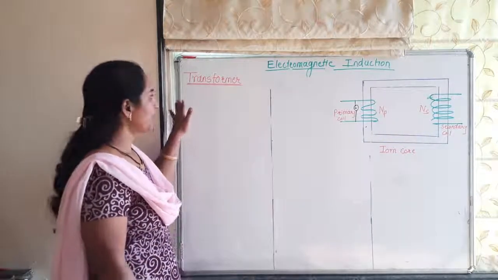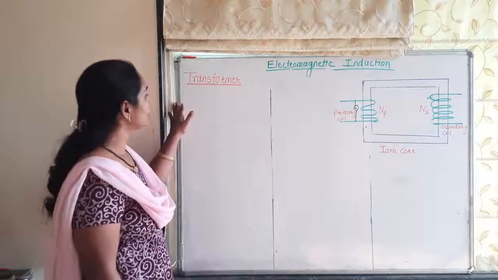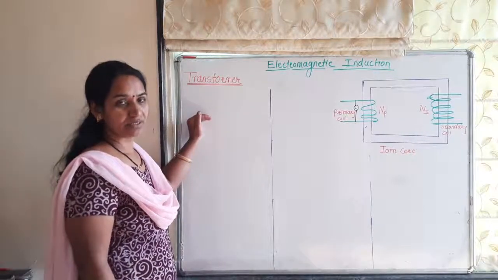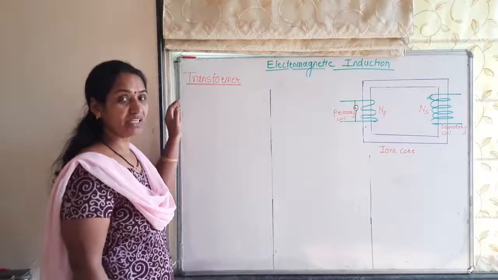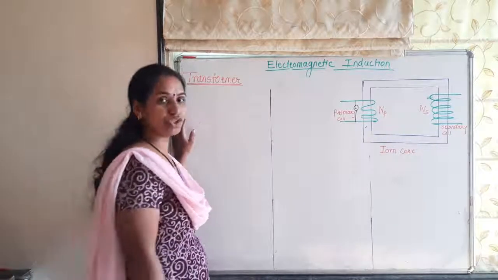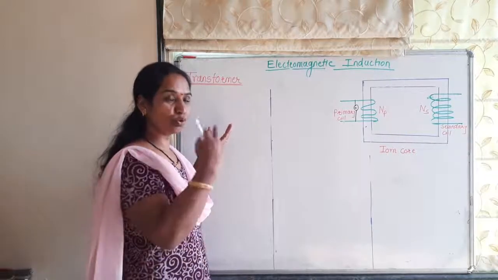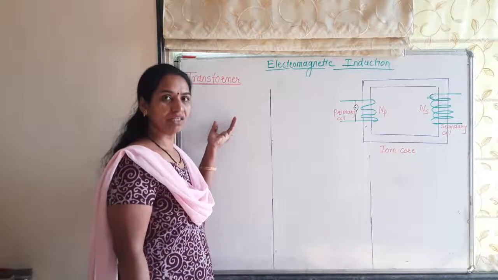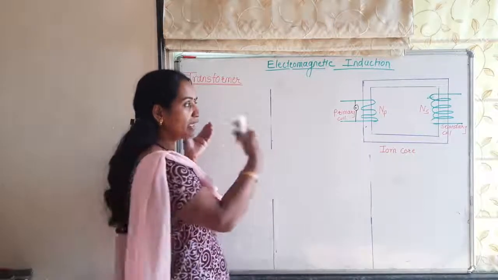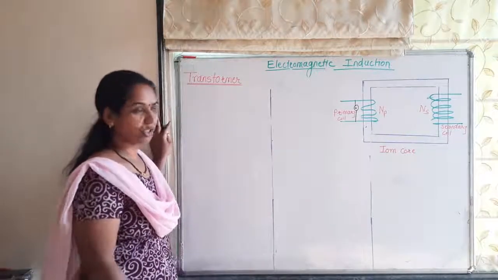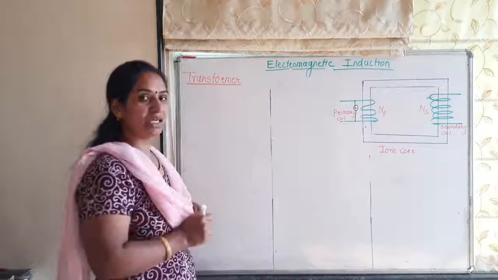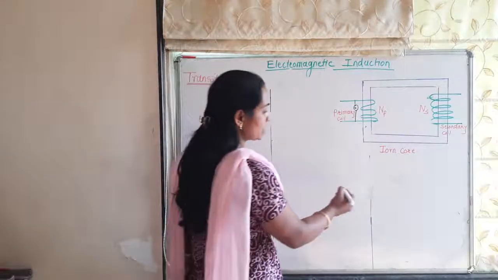Welcome students. In the last video we studied the definition of mutual inductance. According to this, it consists of two coils. Whenever the magnetic flux is changed in one coil, an EMF is induced in the other coil. We considered three definitions of mutual inductance in the last video.